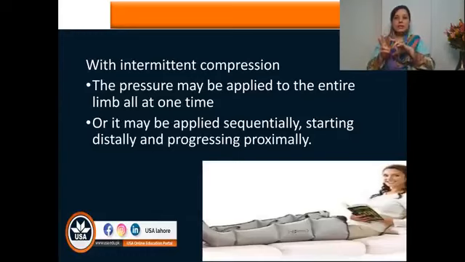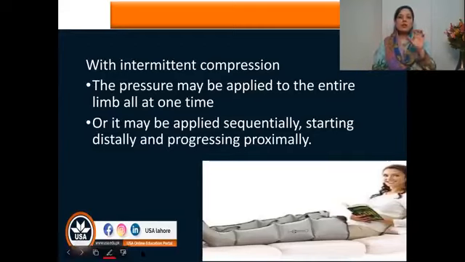So I said there are 2 types of compression: static compression or intermittent compression. Static is the one that has a constant force applied. Intermittent is the one where you apply the force with rest intervals. And further, there are 2 types of intermittent compression: one in which you give rest intervals, and the other is sequential, as seen in the picture. There are different compartments that you are going to apply in sequence.